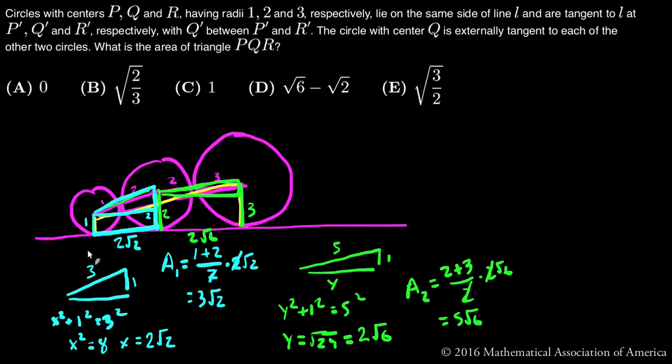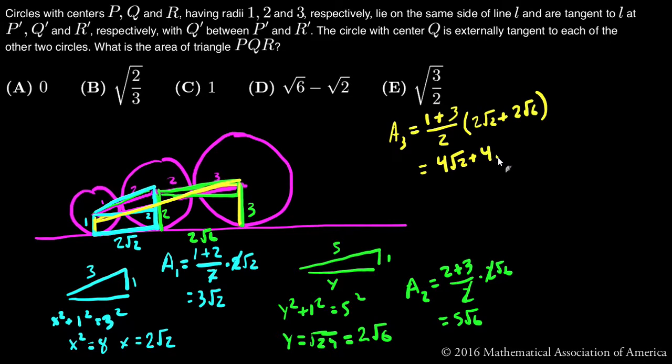Finally, I can go after this large yellow trapezoid. I don't need to do any more right triangles because that's all done. Base 1 is 1, I'll call this area 3, base 2 is 3, divided by 2, times the height, which is just the sum of these, 2 root 2 plus 2 root 6. 1 plus 3 is 4, divided by 2 is 2, and distributing through gives me 4 root 2 plus 4 root 6.